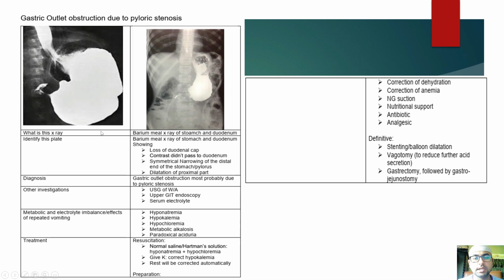So what investigations will we perform? Most commonly an ultrasonogram of the whole abdomen, upper GI endoscopy, and serum electrolytes for metabolic and electrolyte imbalance effects. As the patient's food is not passing to the intestine, the patient has no nutrition and electrolytes.